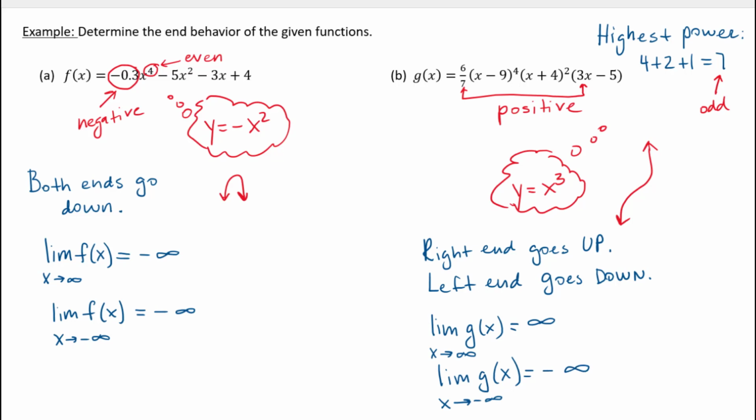Okay, so we learned how to recognize a polynomial function, and we already know something about their graphs. First of all, we know that the graphs of polynomial functions are always smooth and continuous, and we also know how to determine the end behavior. In the next video, we're going to start graphing a polynomial function.